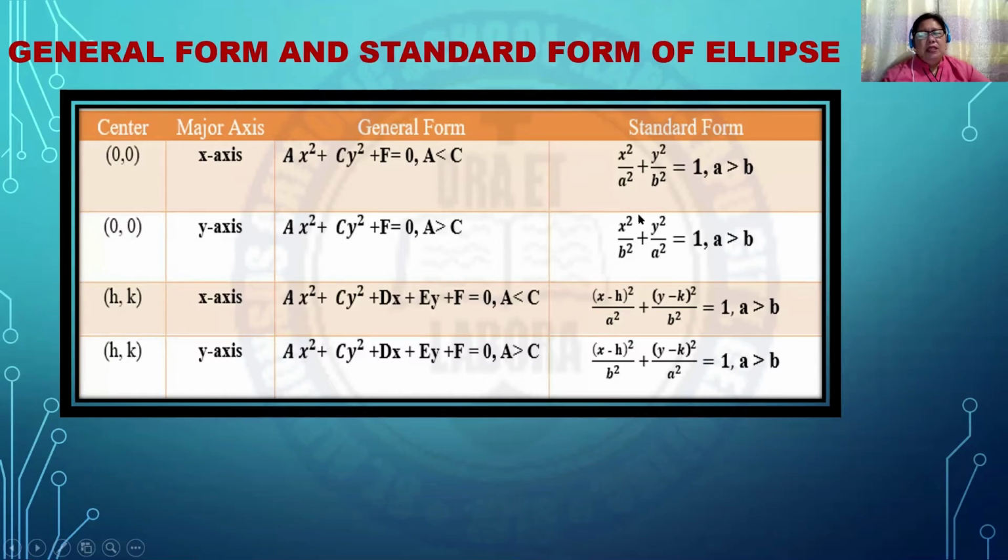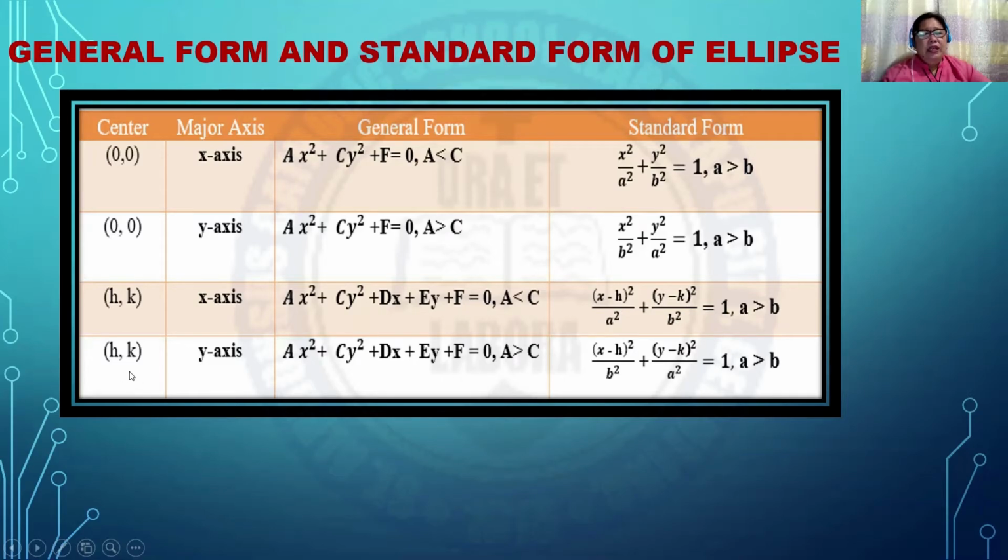And the standard form is x squared over b squared plus y squared over a squared is equal to 1, where a is greater than b. And for center (h, k), where the major axis is the x-axis, the general form is ax squared plus cy squared plus dx plus ey plus f is equal to 0, where a is less than c. And the standard form is the square of x minus h over a squared plus the square of y minus k over b squared is equal to 1, where a is greater than b.